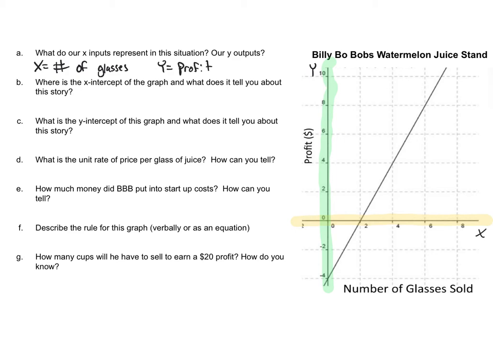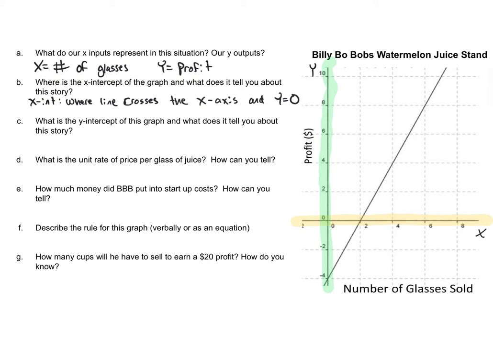All right. Part B, where is the x-intercept of the graph? And what does it tell you about this story? So let's remember that the x-intercept is where our line crosses the x-axis and y equals 0. That is the definition of our x-intercept.